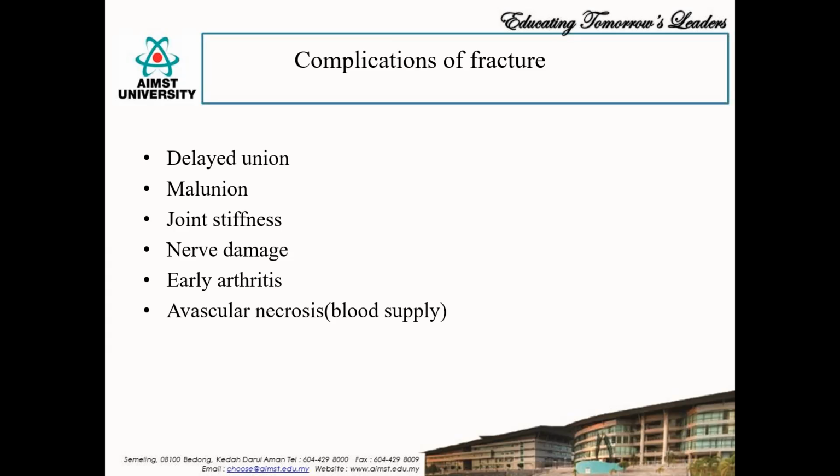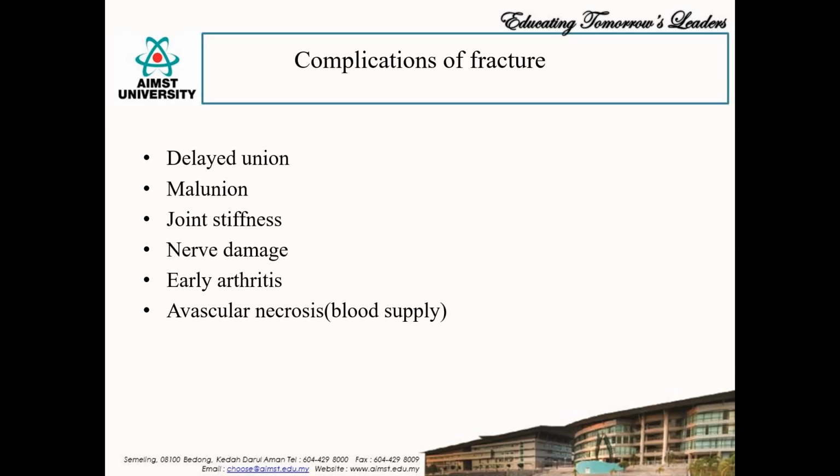Okay, so complications of fracture. For maybe 90% of fractures we can make the patient return as close to normal as possible, like how he was prior to the fracture. But in maybe 10% of fractures, the outcome cannot be secured or the patient cannot have a good quality of life. It varies from person to person. So what are the complications?